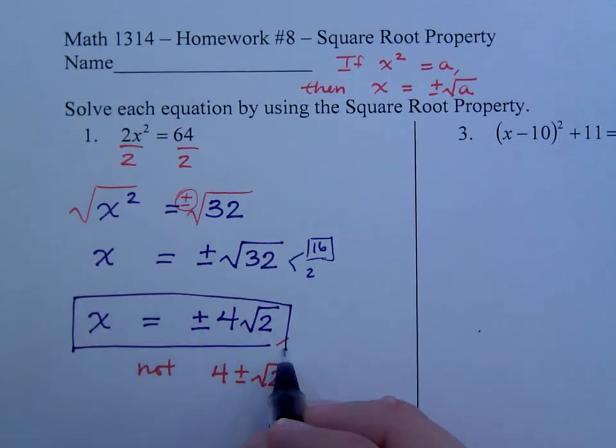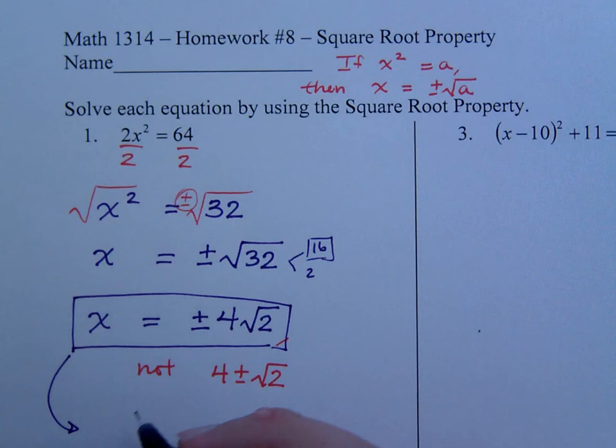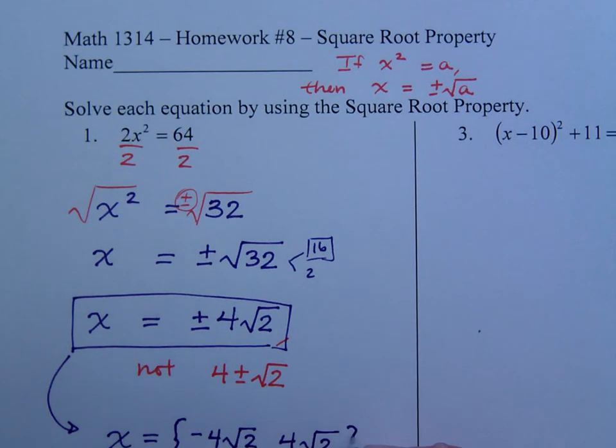Now, having that plus or minus means you could separate this. And you could say that x is equal to the solution set negative 4 square roots of 2 and positive 4 square roots of 2. You have two distinct solutions here.